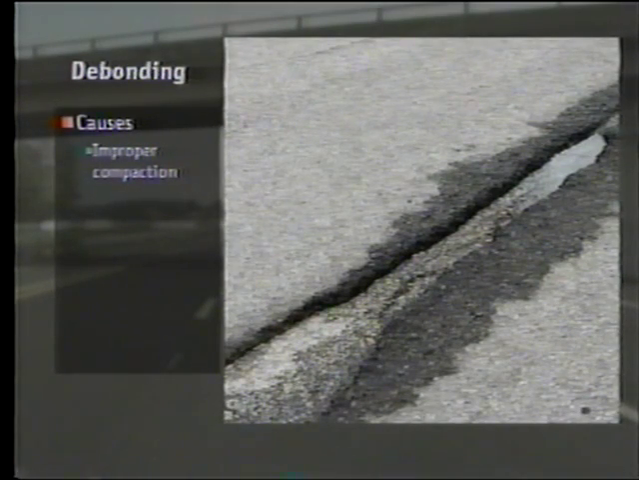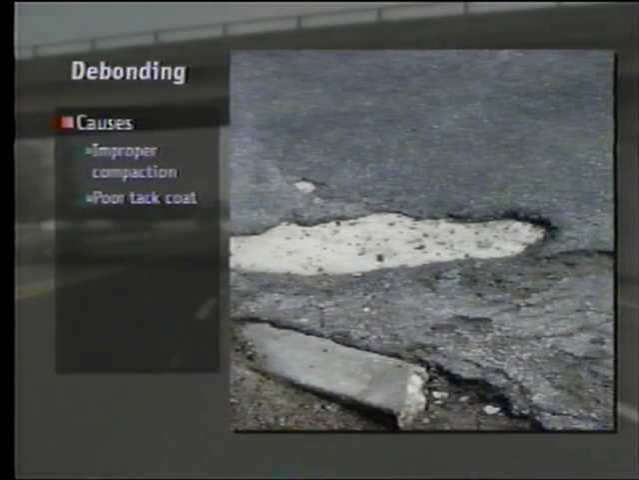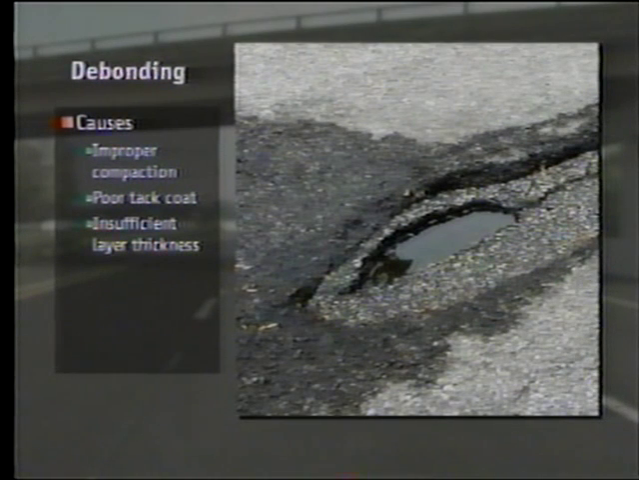What causes debonding is improper compaction of the upper layer of asphalt. This allows for air voids that fill with moisture and strip away the bond between the layers. Other causes of debonding can be poor tack coat and insufficient layer thickness.